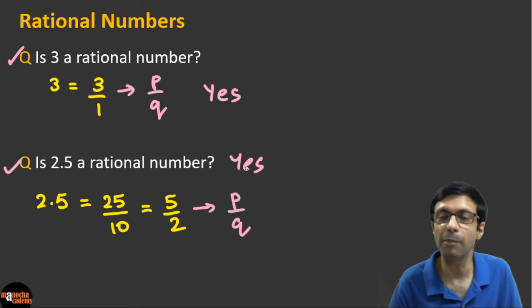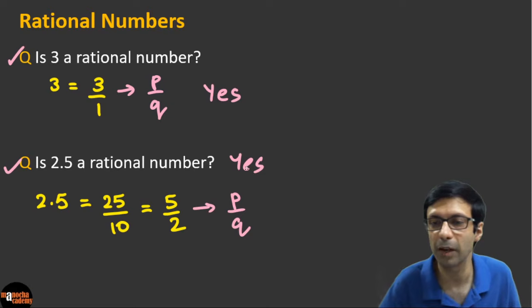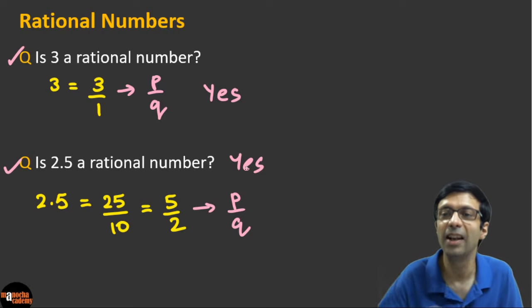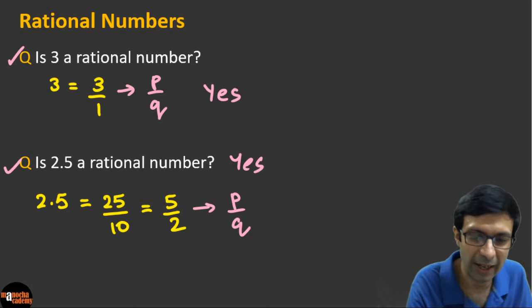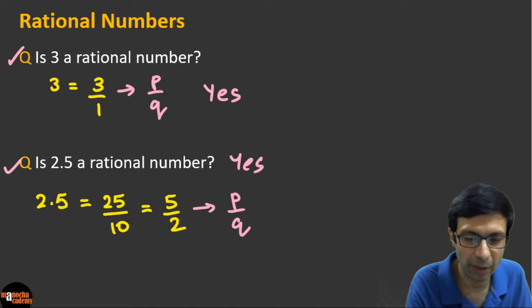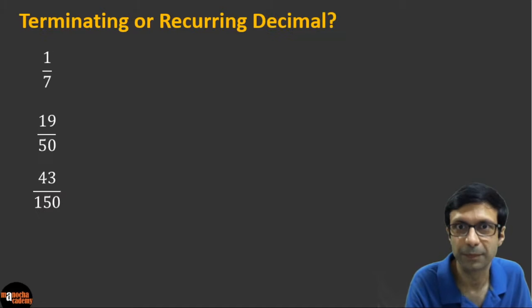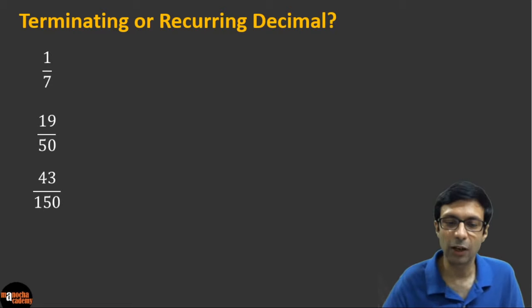Excellent. I'm seeing a lot of people writing 25 by 10, that's also right, and you can further simplify it and cancel the common factor, and it's going to be 5 by 2. Superb. So now let's take a look at these.